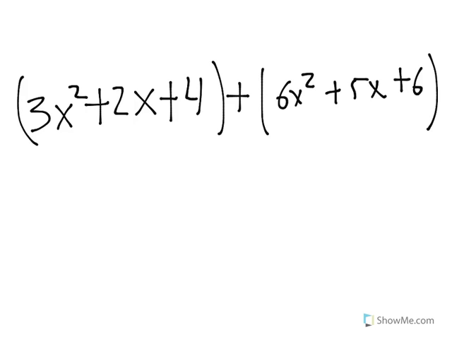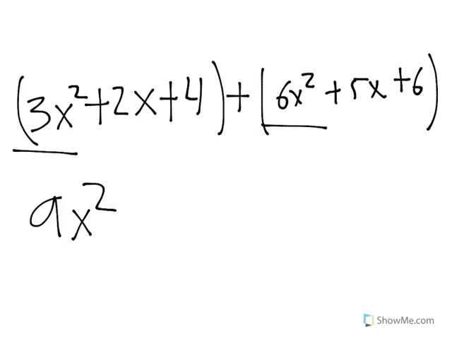So first we're going to talk about adding polynomials. Something you need to look at is the powers. So you have to add the same powers. So first we'll add the x squared. So 3x squared, 6x squared. If you add those together, that's 9x squared.